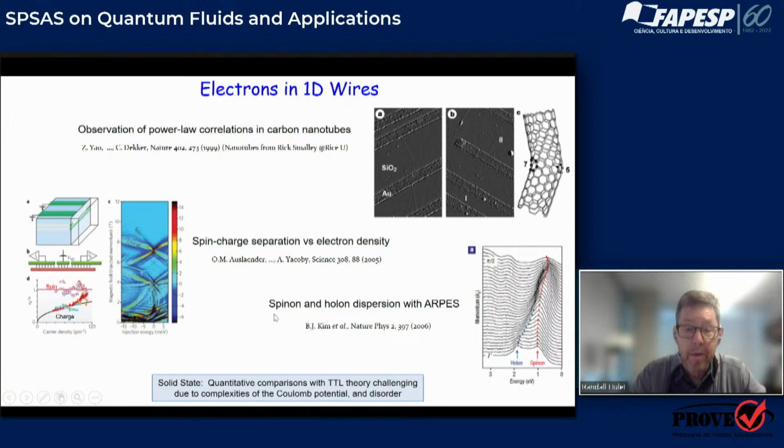Oh, okay, there was another experiment using angle-resolved photoemission spectroscopy in which they were able to see two dispersion relations, the holon, the charge density wave, which is given in blue, and the spin density wave, which is given in red. And you can see that their dispersion relations are different.